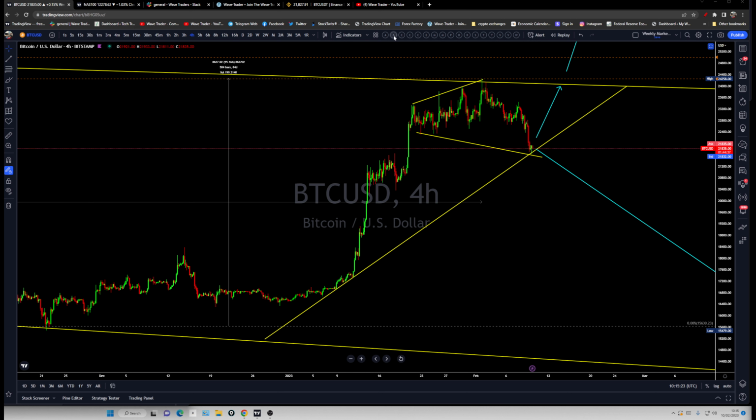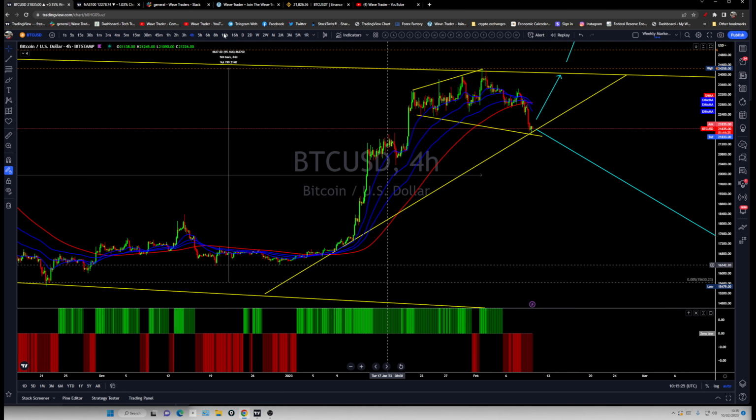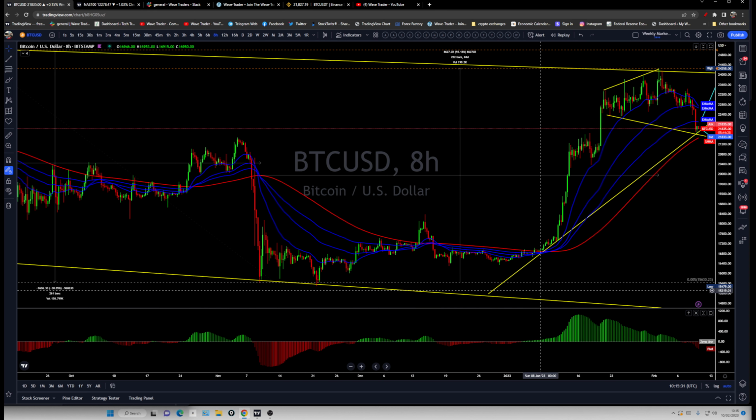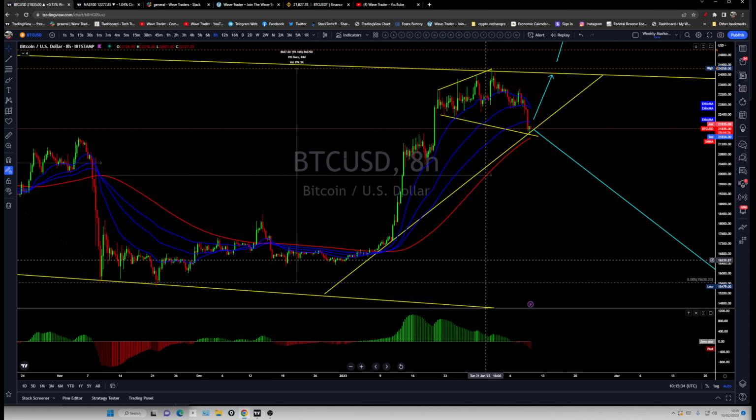Let me pull out the moving averages. The 4 hour has just broken down, and you can see the 8 hour too. Price is right now testing that. This is turning into a bigger correction. We want the 8 hour moving averages to hold and price to continue pushing higher.